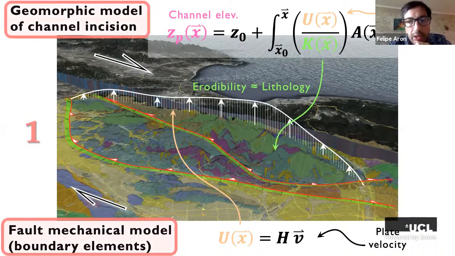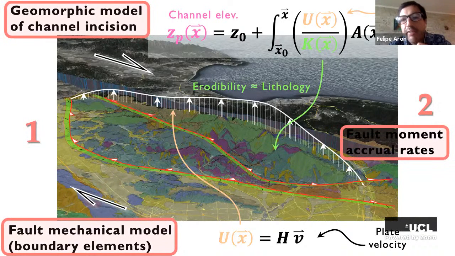What I'm going to show you here is a technique that we use in an inverse fashion. We try to solve for the parameters of erodibility and uplift rate to predict the channel elevation, minimize that with respect to the actual channel elevation, and with that obtain moment and fault slip rates on the structures responsible for uplifting that relief.